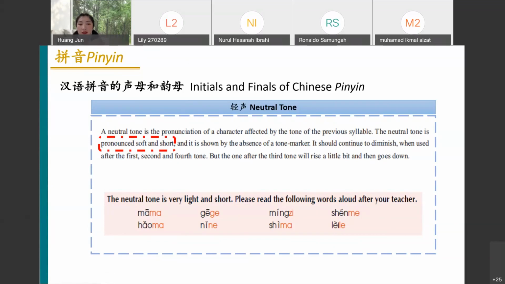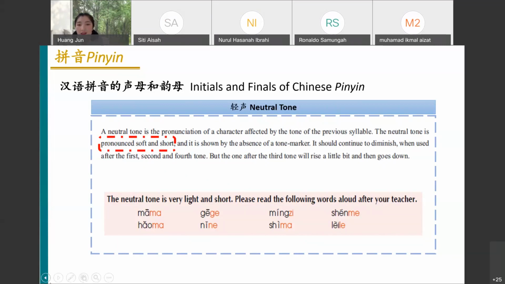So for example, the first example they show you is mama. If you read the first tone, the pronunciation is ma over there, right? But the second word, with no tone mark, is the neutral tone. So they read it as mama. You read faster in a smaller voice. Okay, read after me. Open your mic, read after me. Mama. Mama. Very good. Try to sense the neutral tone.